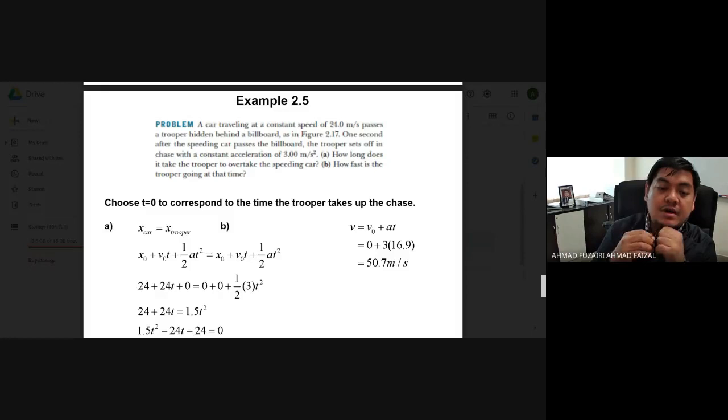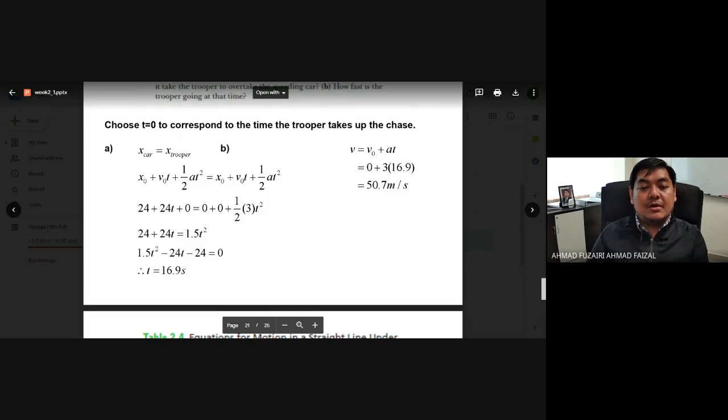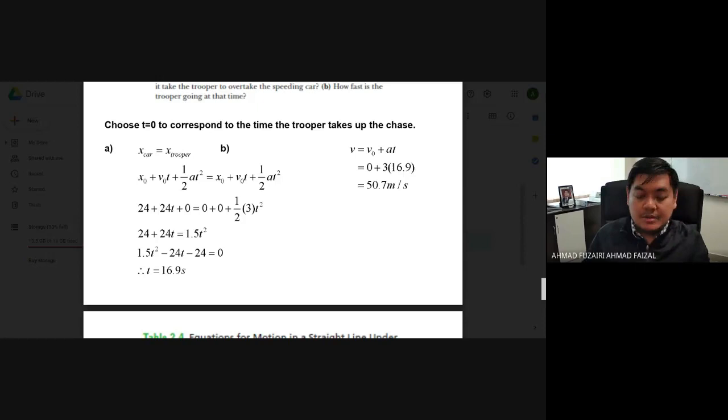V naught, how about V naught? The trooper doesn't have an initial velocity. The trooper only has acceleration. That's why plus half times 3 t squared, and therefore you will obtain a quadratic function. So you use the calculator to get the t, because you may have more than one t. Just eliminate the negative part and take only the positive part, which means the t for the trooper to overtake the car will be 16.9 seconds. Okay, 16.9 seconds.